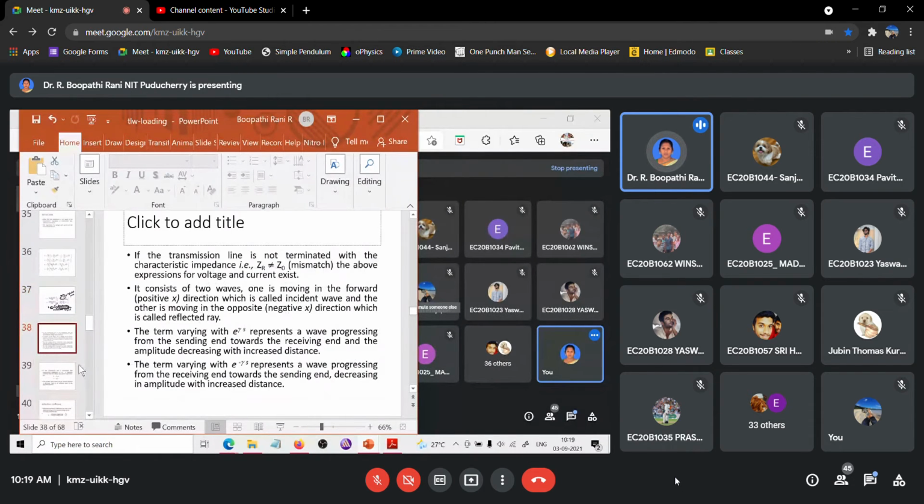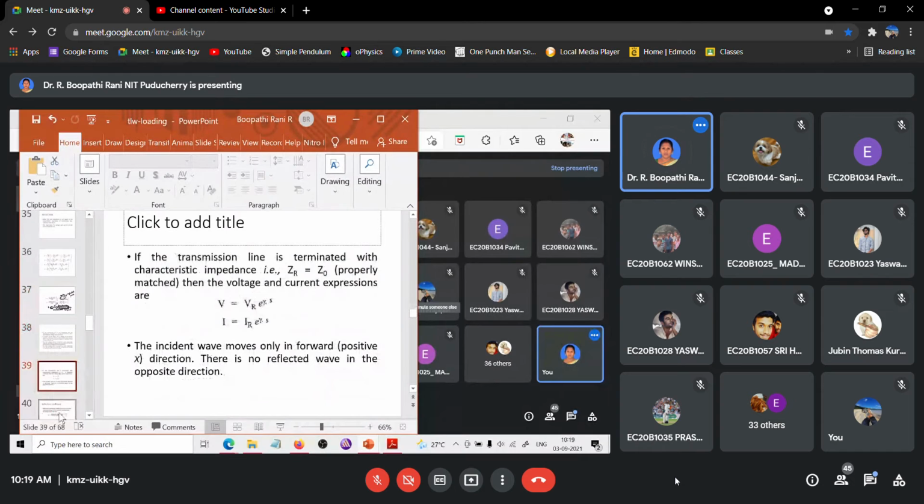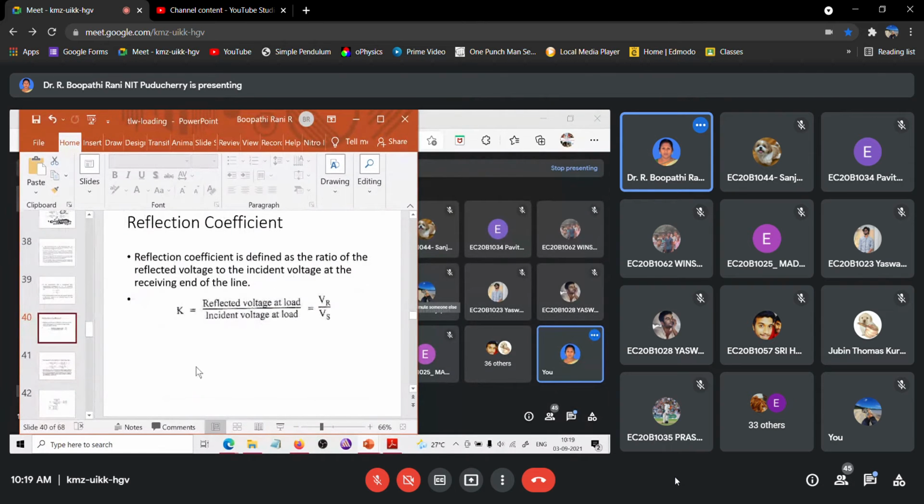So that is what is given in these slides. Okay, so relating to that, we define a few quantities. How much reflection is present on the line can be obtained from a few parameters. One parameter is the reflection coefficient.